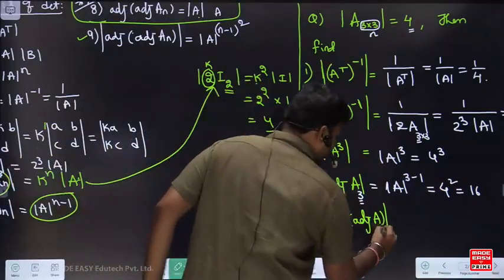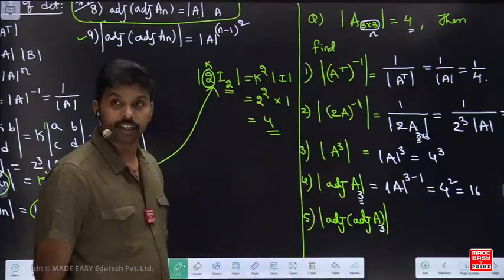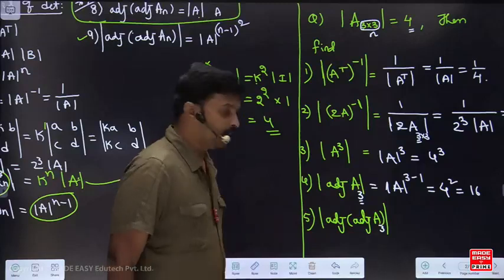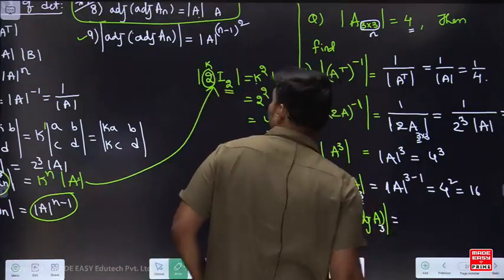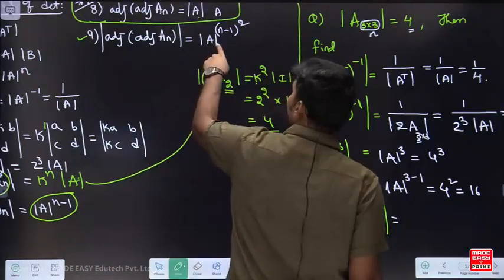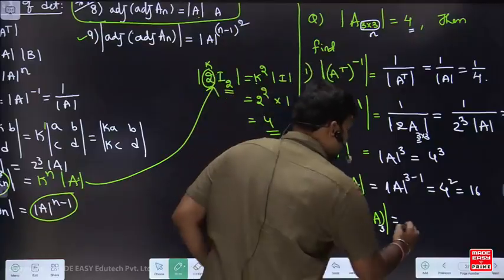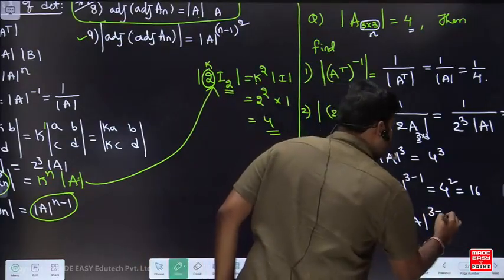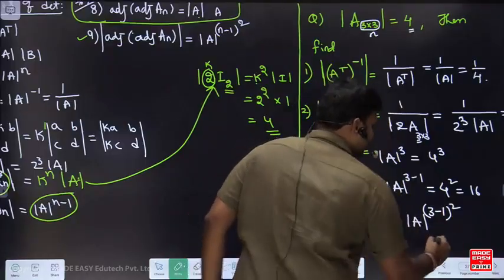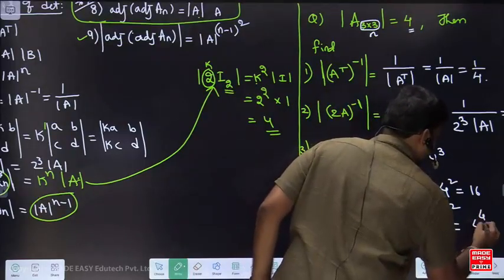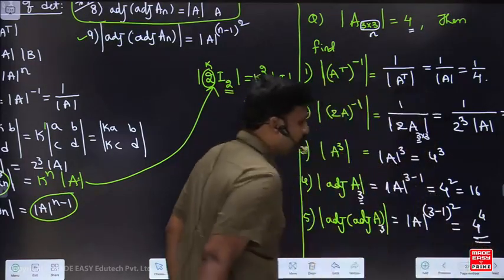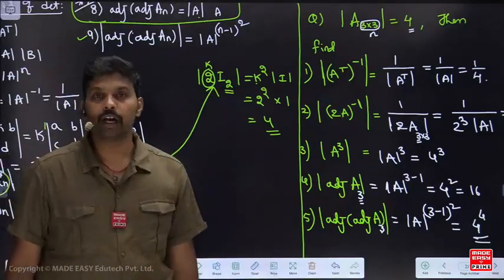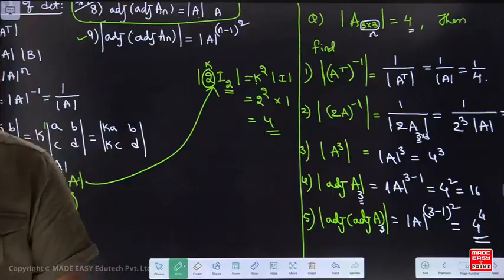Now there is another thing, that is mod of adjoint of adjoint of A, for a 3 by 3 matrix. So the formula for this one is mod A to the power of n minus 1 whole square. So here n means 3. So 3 minus 1 whole square, that is 4 to the power of 4. So that is the answer for these questions. I hope everyone understood this, right?